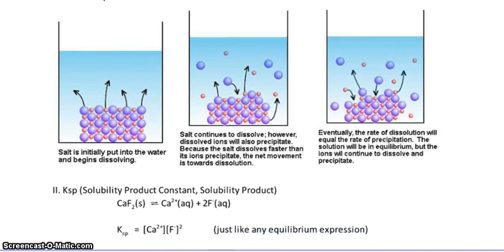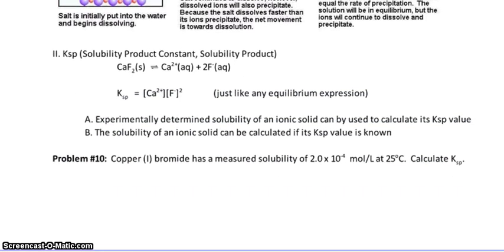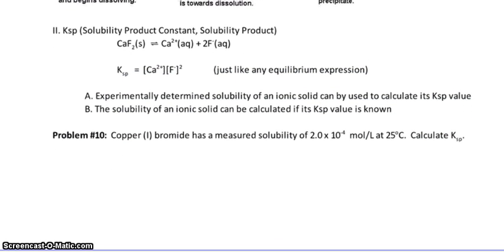So let's talk about this. We're going back to the same calcium fluoride setup here. Notice that we will set up an equilibrium constant called KSP. And how do you set it up? Well, things that are aqueous, the things that have molarities, are in the expression, but notice that the solid over here is not in the expression. This is just like what we learned in chapter 13.